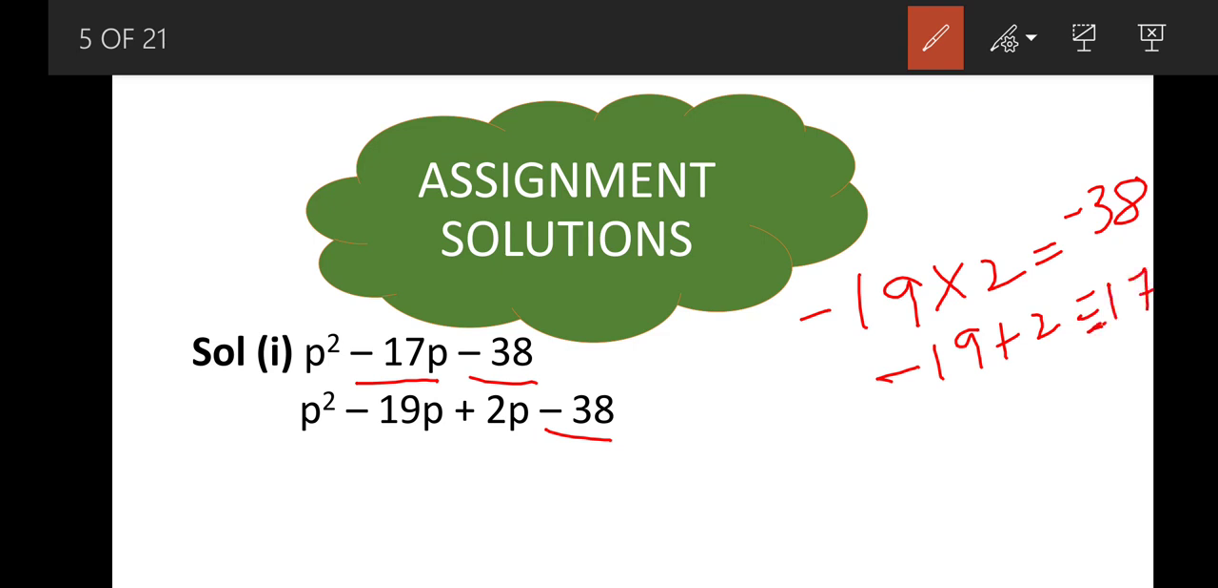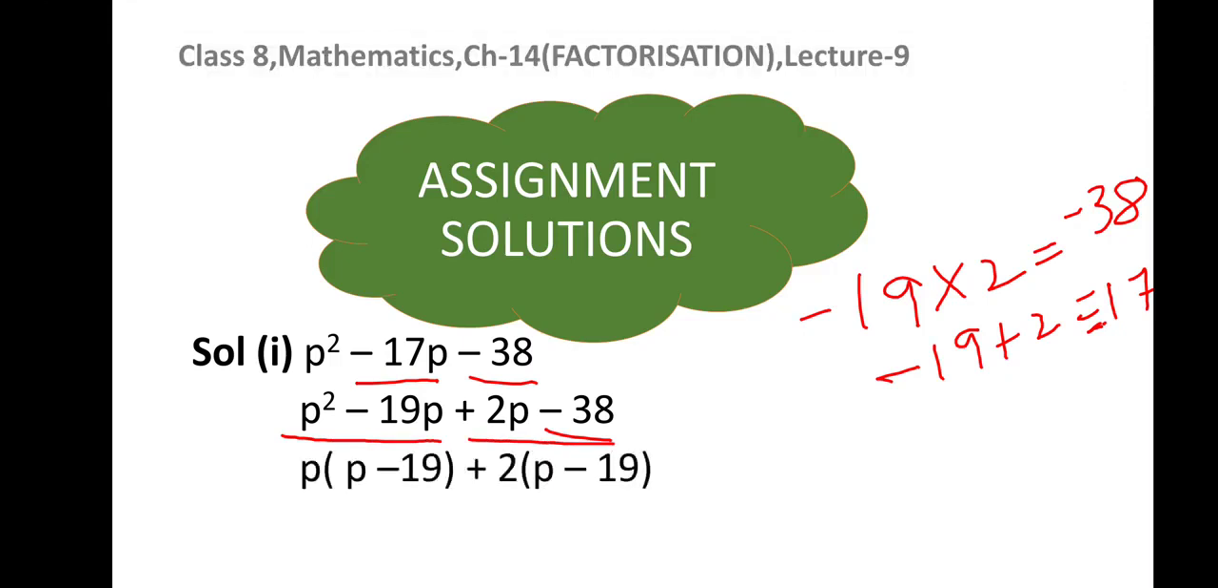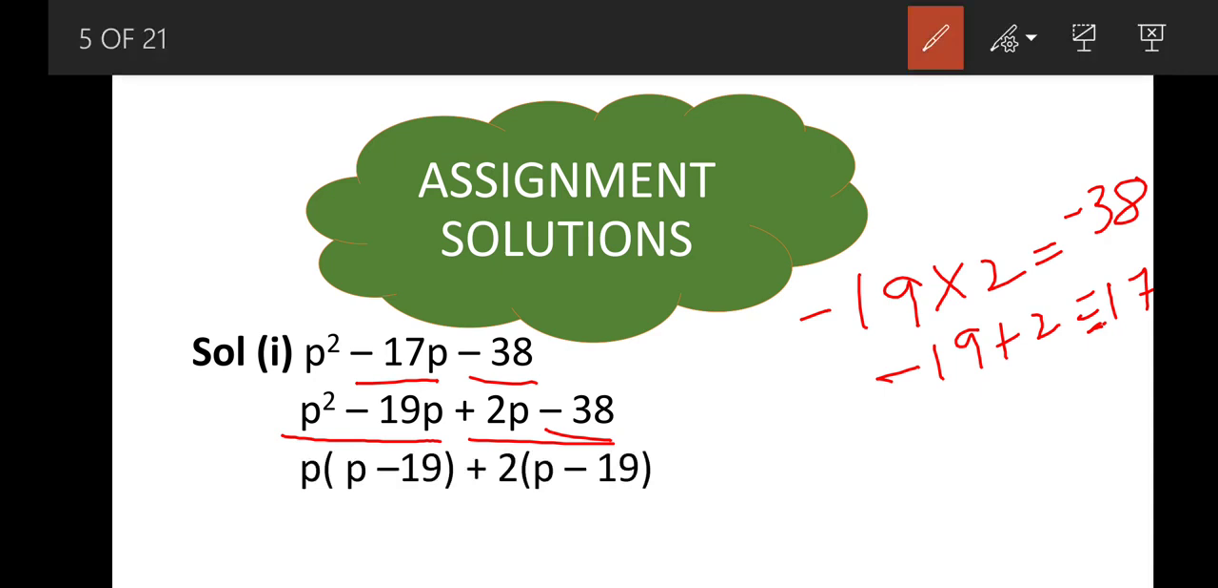So we have split minus 17, which is the coefficient of p here, into 2 parts such that the algebraic sum of these 2 parts is minus 17 and their product is minus 38. Now after this step we need to take p common of these two, and then the grouping of 2p and minus 38 will be done. So we have taken p common out of p square and minus 19p. So it will be p bracket p minus 19.